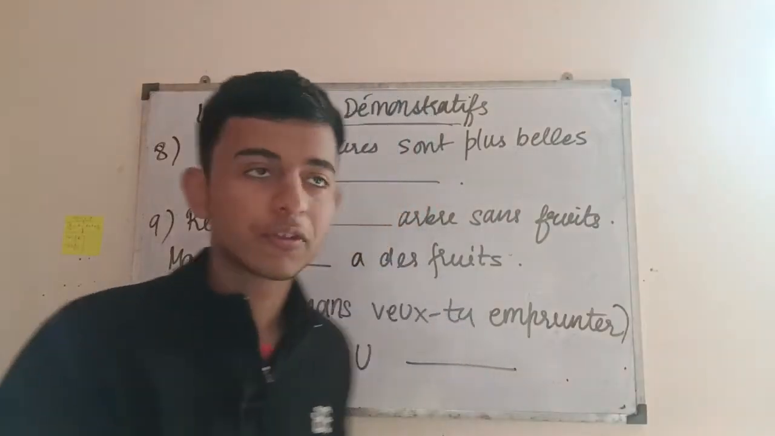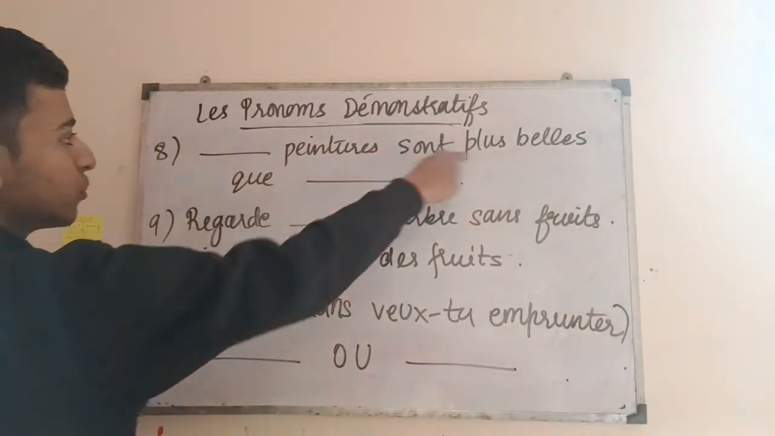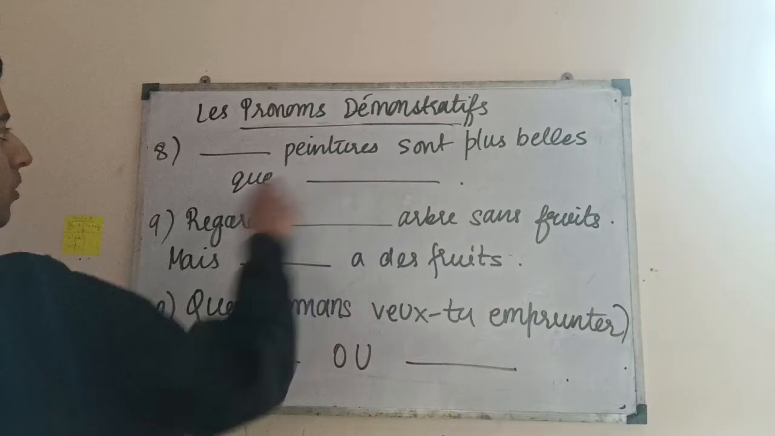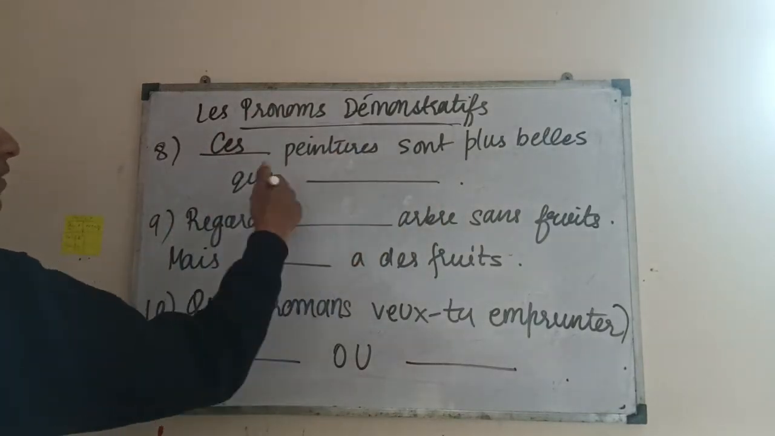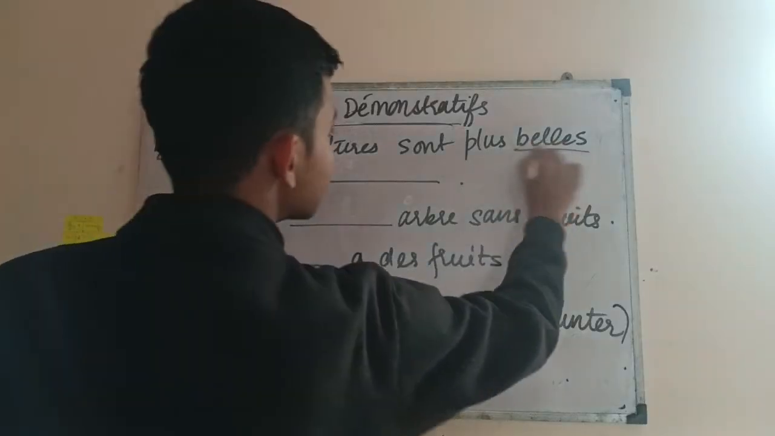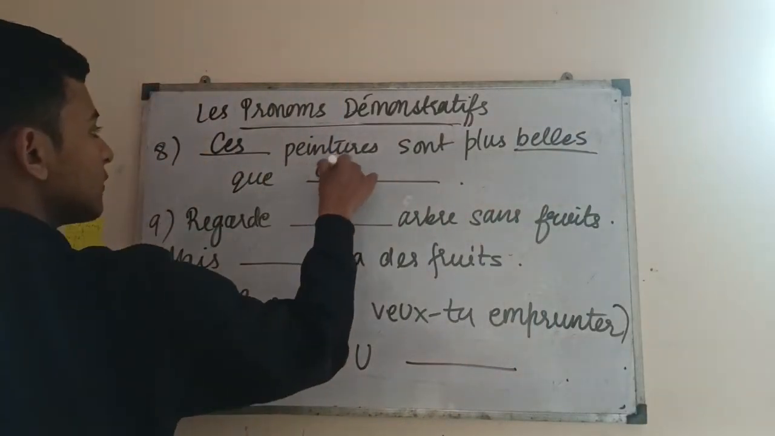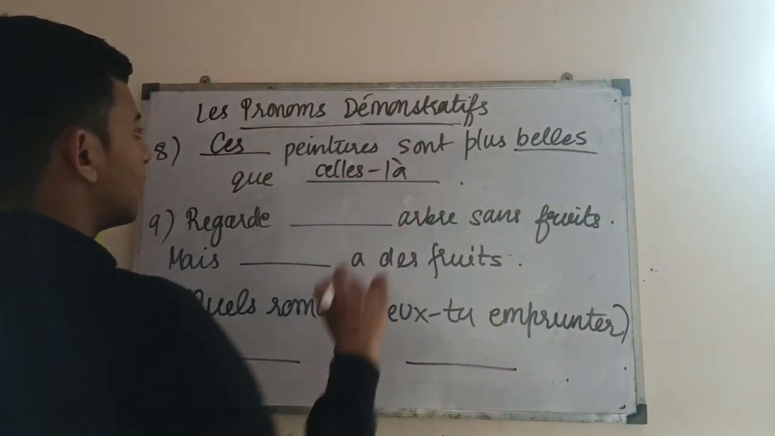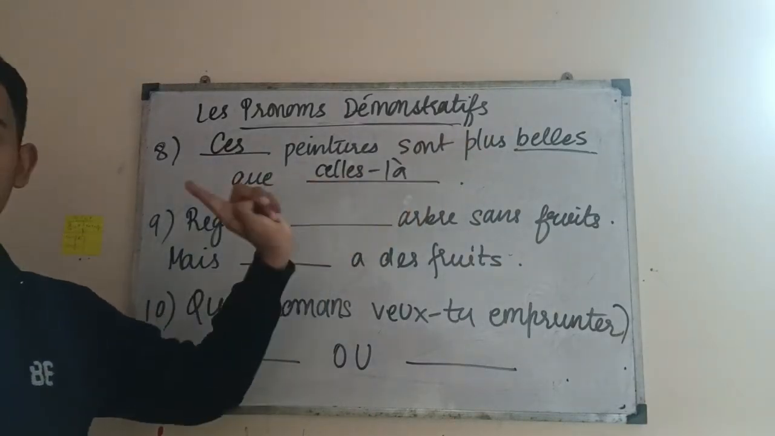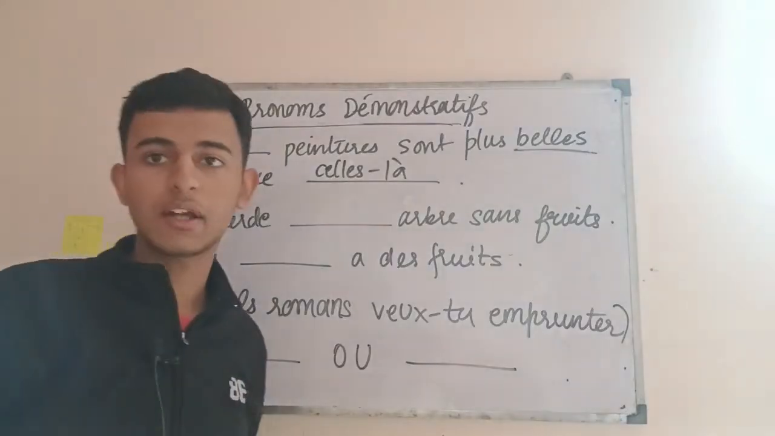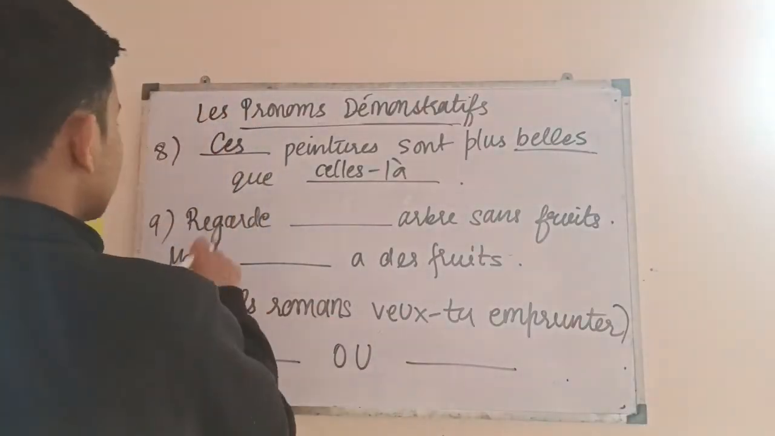Here's a final round of questions. 8. Dash peintures sont plus belles que dash. Ces peintures, and peinture is feminine. That's why sont plus belles. This belle is giving us the idea que celle-là. Clear? These pictures are better than that one. More beautiful than those ones. These ones, I mean.